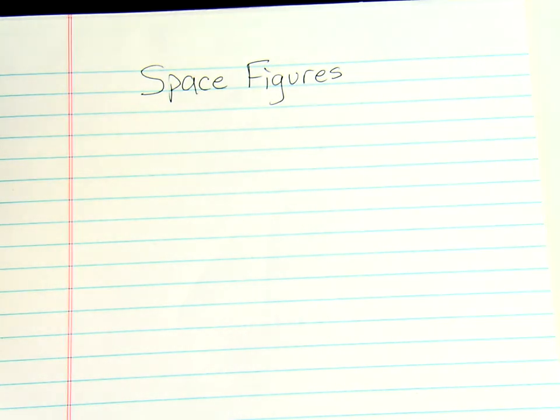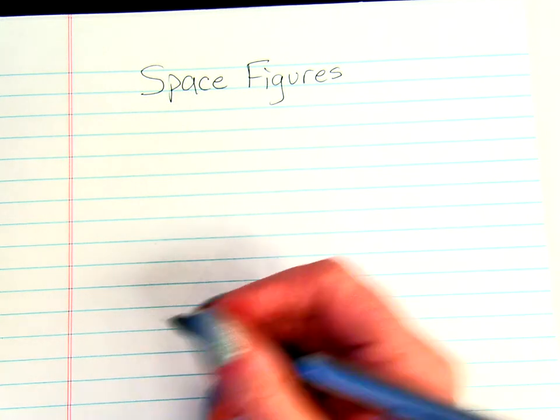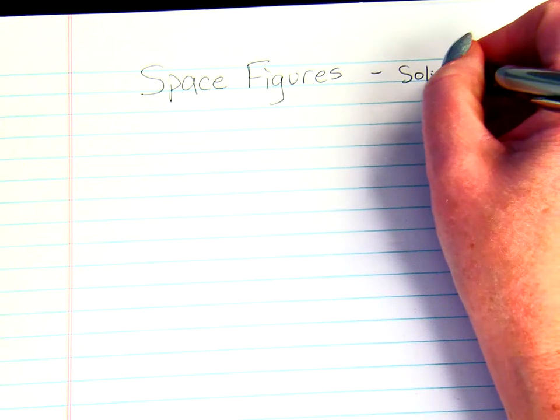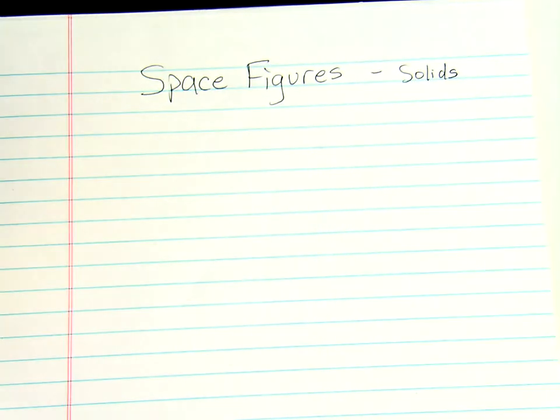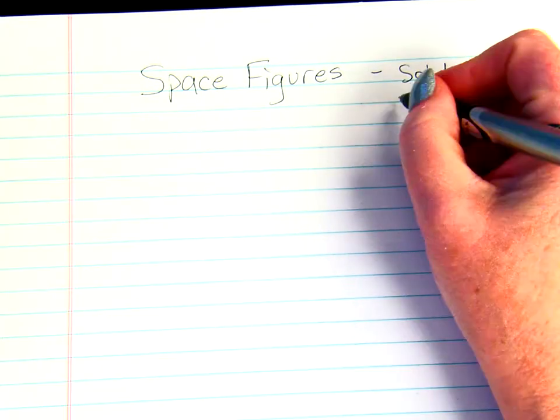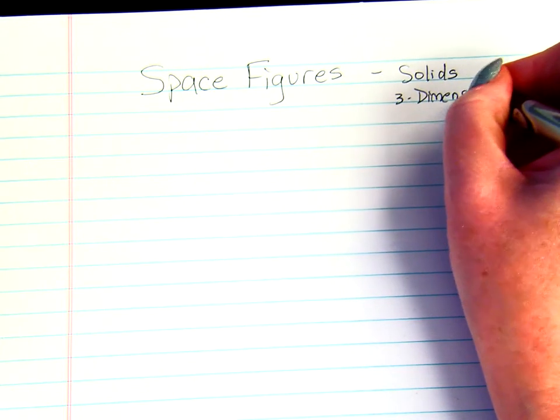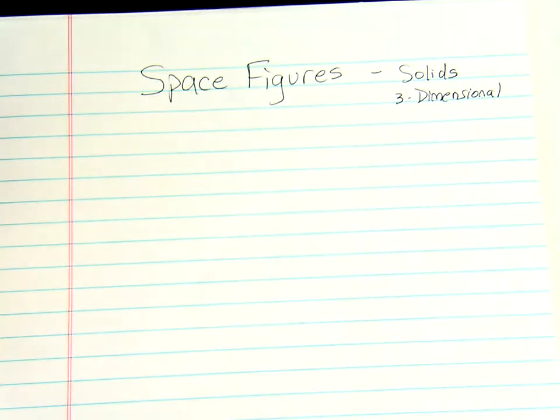So today we're going to talk about space figures. We have done two-dimensional figures, and now we are going to start into our three-dimensional figures. So first we're going to deal with some of our definitions. We're going to start with space figures, which of course are also called solids. They are our three-dimensional figures. So we'll put three-dimensional so that we will remember that we are working with three-dimensional figures.